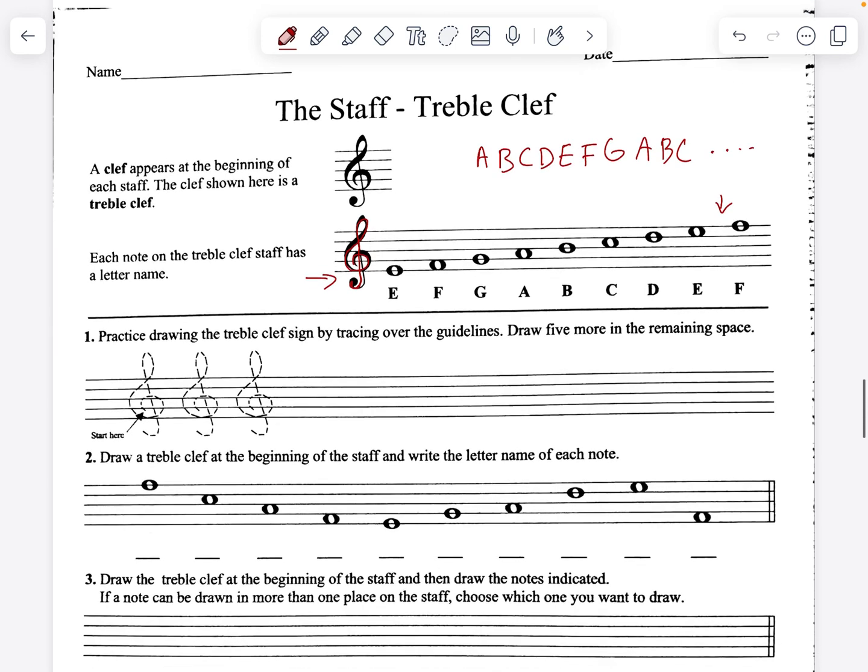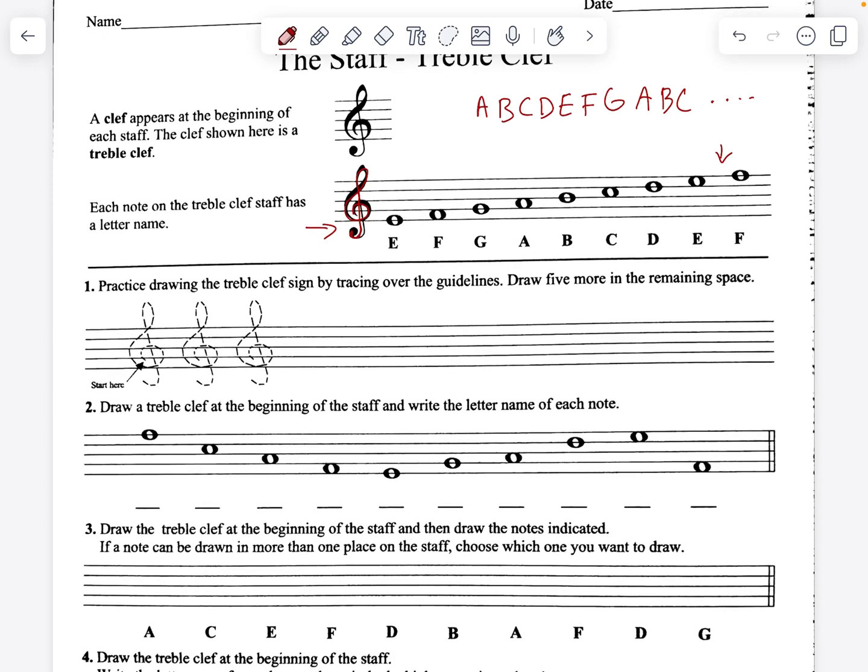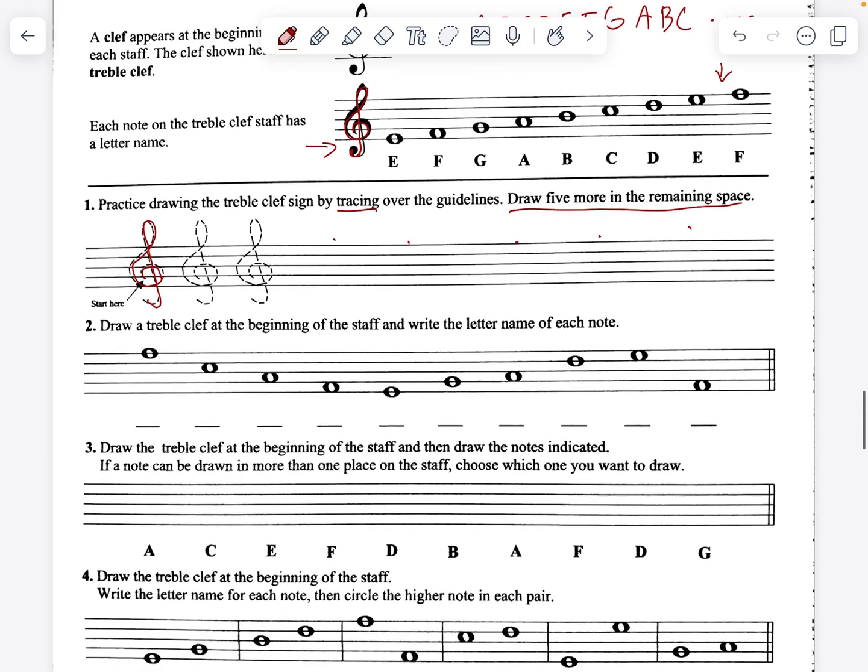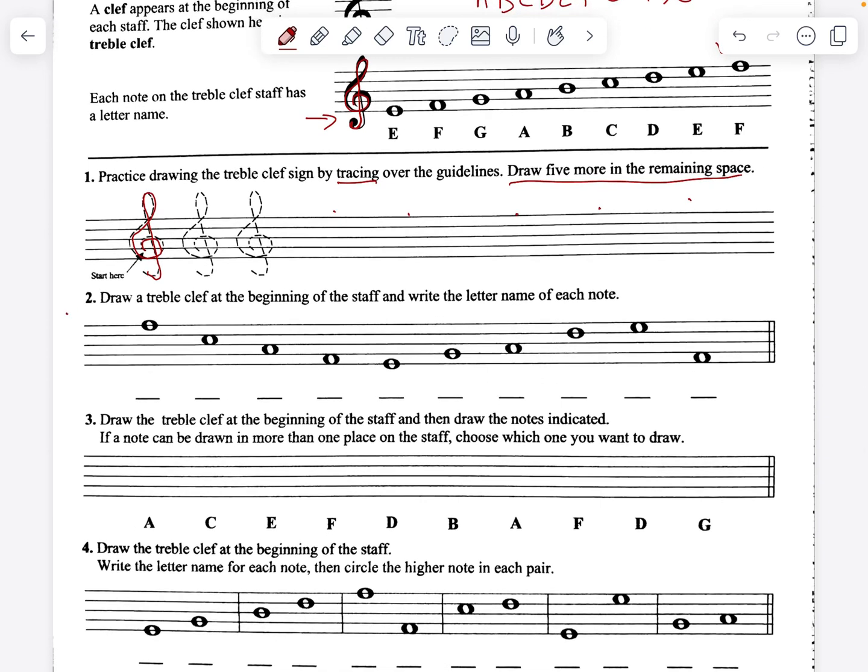All right, and so the first exercise just gives you practice drawing your treble clef. So go through the process, read the directions, practice drawing the treble clef, tracing, then draw 5 more in the remaining spaces. Okay? Then if we go on here, you're going to see draw the treble clef. Oops. Doesn't have to be perfect. Then you're going to see notes, and you have to come up with the letters of those notes.